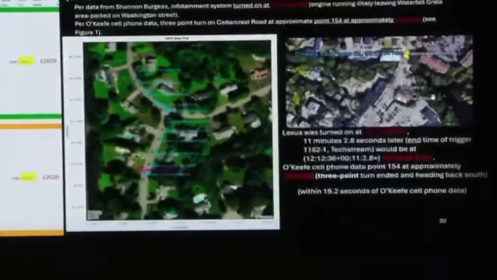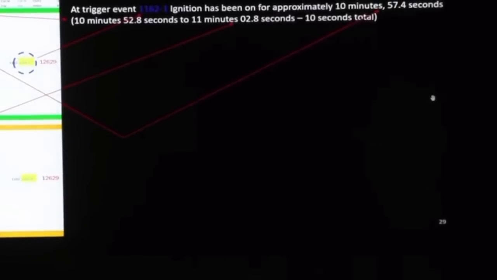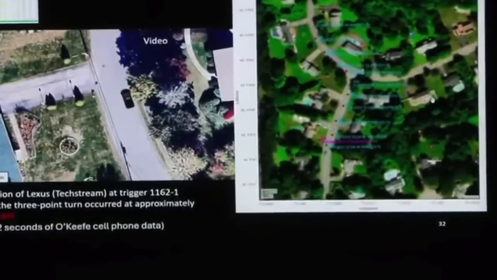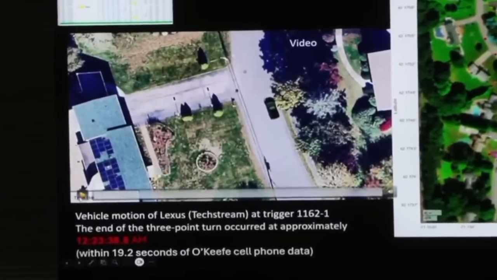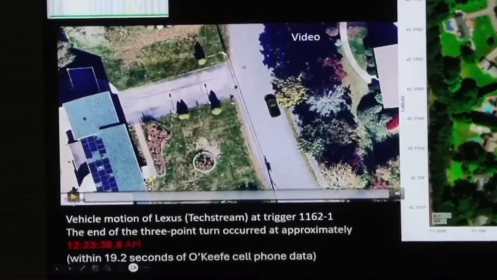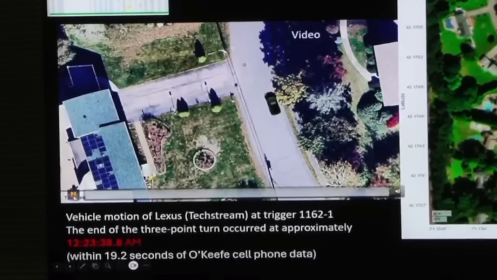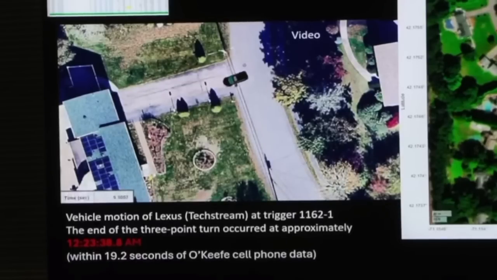So again, if you put it all into a simulation program, the speeds, the shifting, the distance, keep in mind we only have that 10-second window of data, and the steering angle for that Lexus, that's what it indicates.